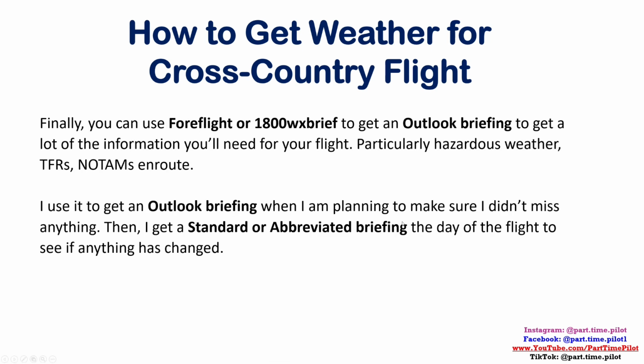Now, finally, you can use ForeFlight or 1-800-WX-BRIEF to get an Outlook briefing to get a lot of the same information that we just got for your flight. Particularly the high-level stuff like hazardous weather, prognosis charts, TFRs, NOTAMs, in and out. Really good. I would do an Outlook briefing on my ForeFlight right after I did everything we did. I planned my flight, I got all that information, and then I would do an Outlook briefing to see if there was anything I missed. And then I would do a standard or abbreviated briefing the next day, a couple hours before my flight. Maybe I would do it a couple times to make sure that nothing has changed.